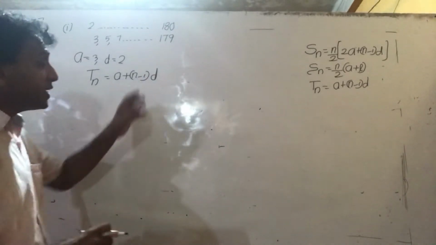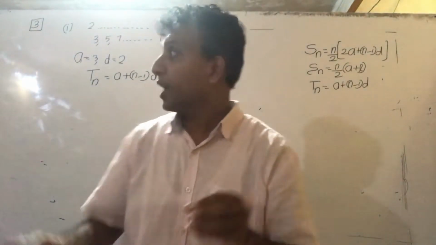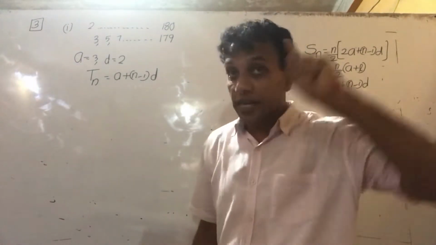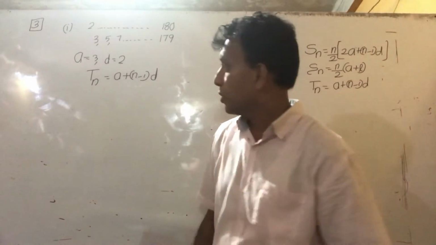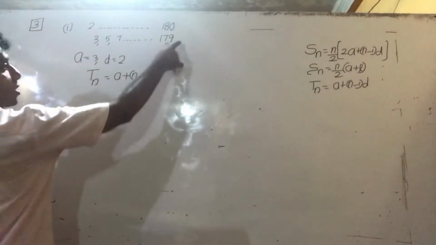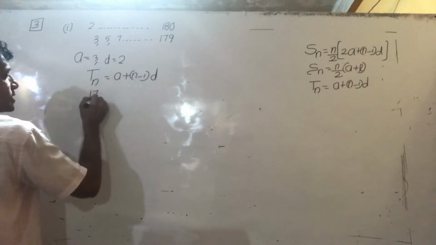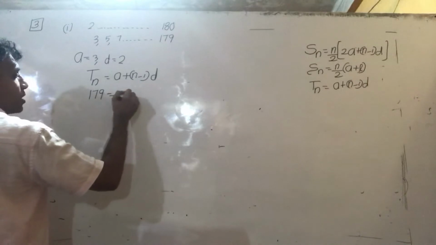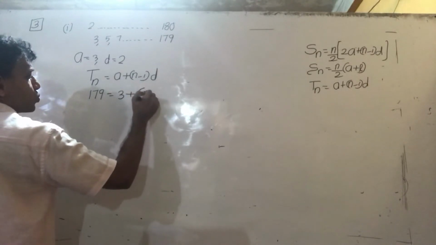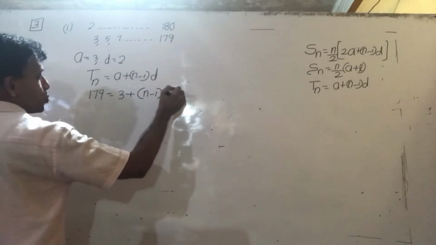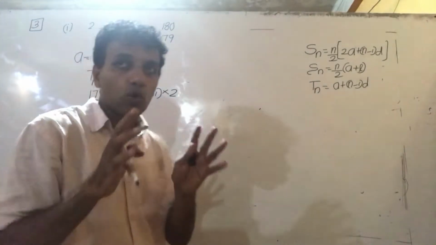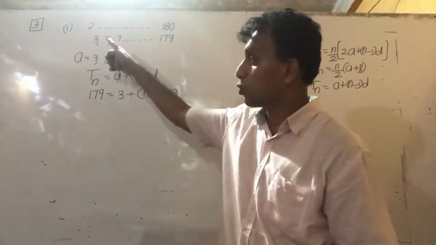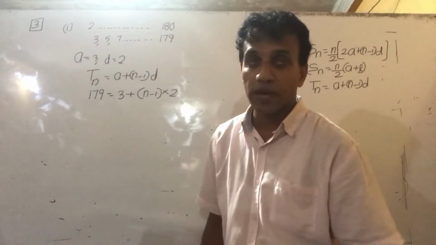How do we find which term is 179 in this order? I explained such problems in many previous videos. So the way of answering: substitute Tn as 179, a as 3, and d as 2, giving 179 equals 3 plus (n minus 1) into 2. Now solve this equation and find the value of n. That's the first answer, part 1 of question number 3 in your grade 10 textbook.